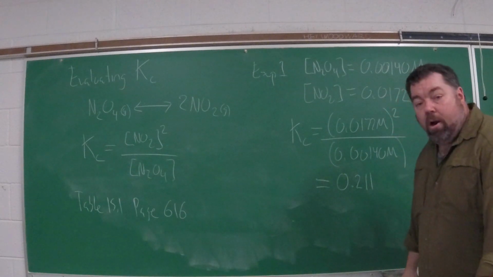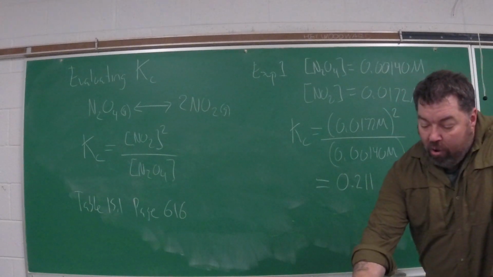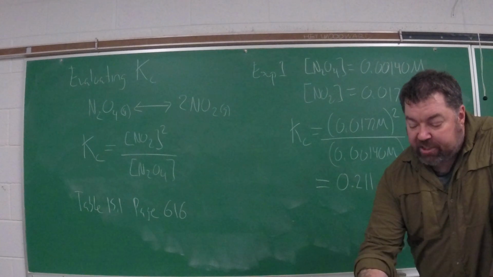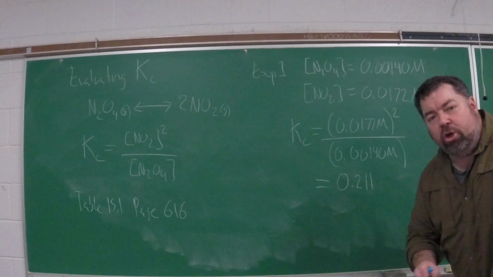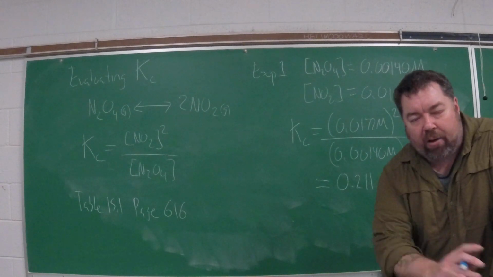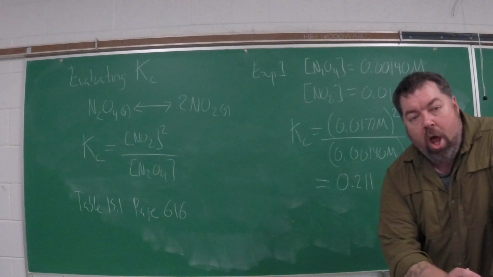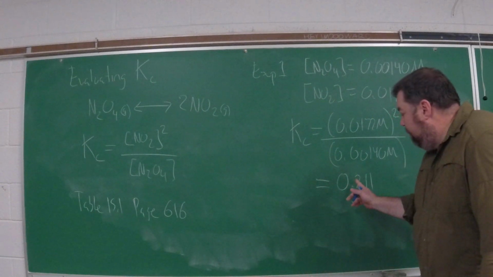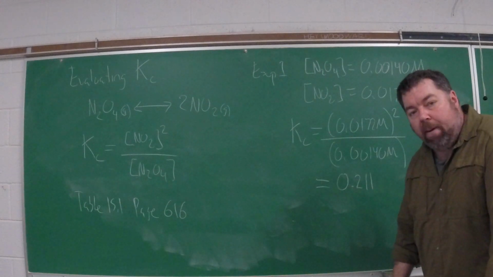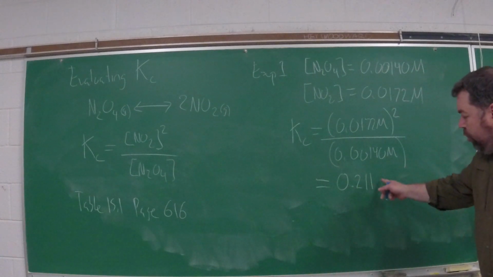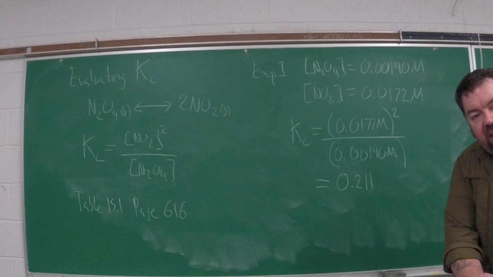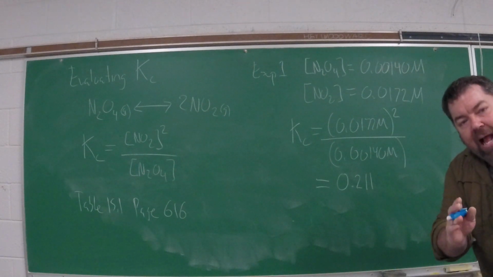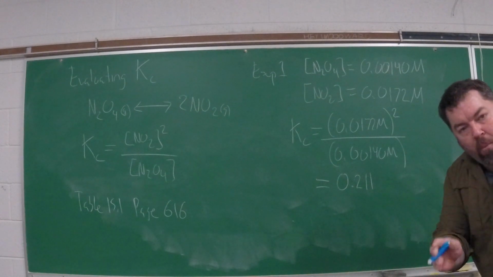Now, they have 4 different experiments there. Again, I suggest you take a look at that table. Every time they calculate it, they get 0.211, or really close, because of the little vagaries of the experiment. But if the temperature is the same, you should get the same number, 0.211. Now, note, I have no units on there. We normally leave units off of Kc. Kc, the equilibrium constant, does not have units.